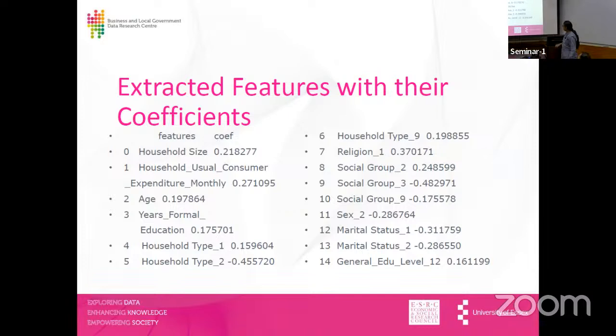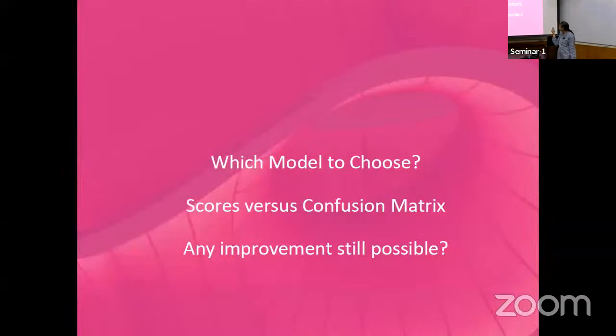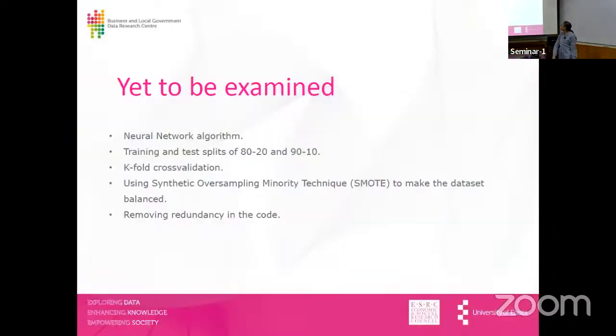Another limitation of this algorithm is that I have manually selected that there should be 15 features. But it would be good if you let the algorithm select how many features are the best. So we have to work more on penalties. Which model to choose, scores versus confusion matrix. Any improvements still possible? Yes. I am yet to explore neural network algorithm on this data. Also planning to do training and test split of 80-20 and 90-10. K-fold cross validation is to be done.